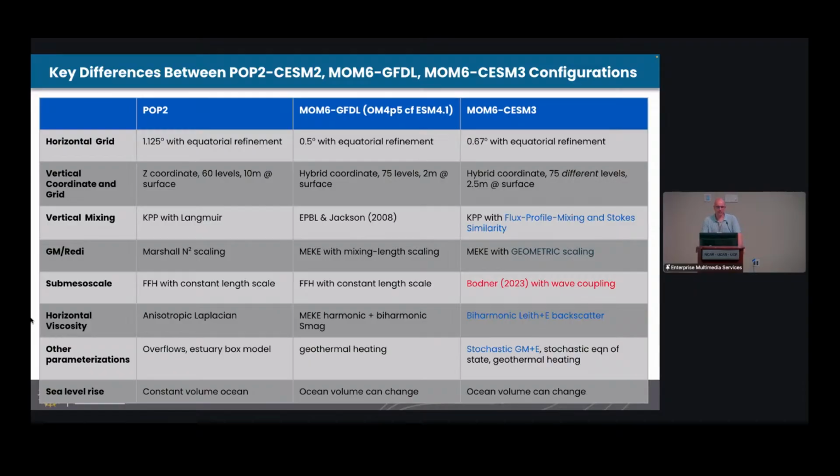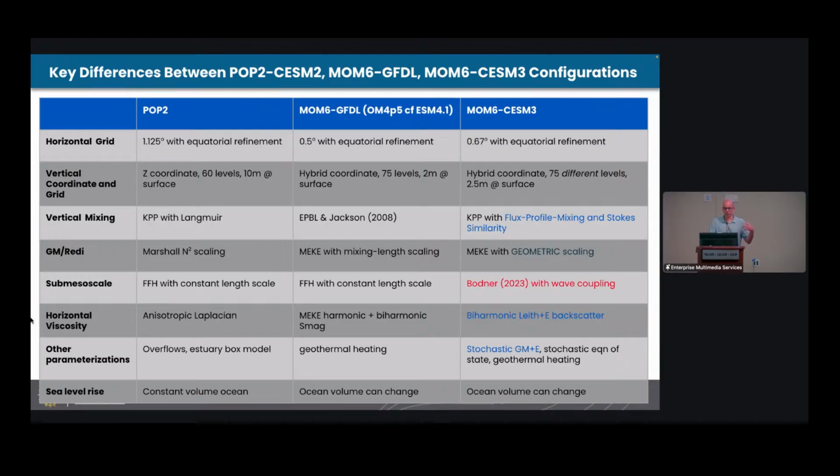So I have this table here which compares the key differences between POP2 on the left, MOM6 used by GFDL on their older versions, so OM4 and ESM 4.1 in the middle, and then on the right is the MOM6 CSM3. So between POP and MOM6 CSM3, there's a lot of differences. I'm not going to highlight all of them here. What I'm highlighting, though, is the main differences between the other two systems, so what's in blue and red.